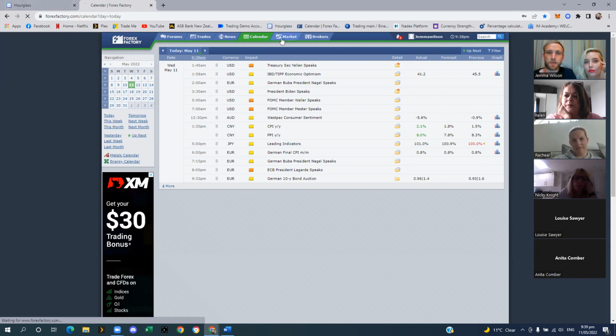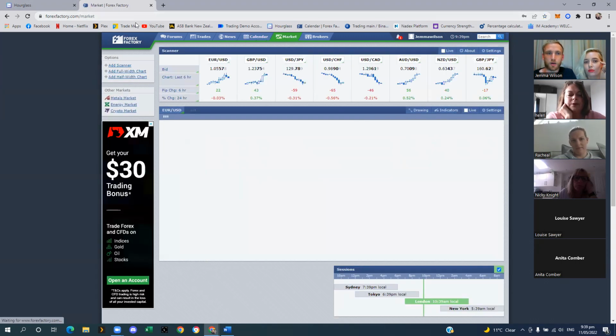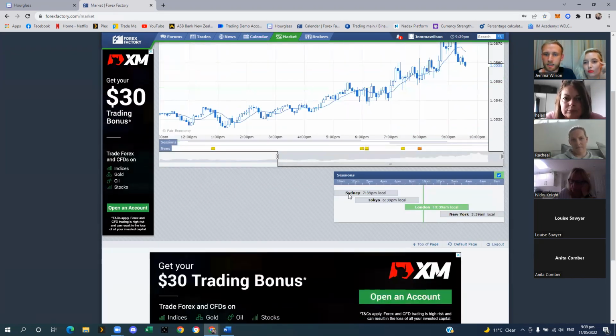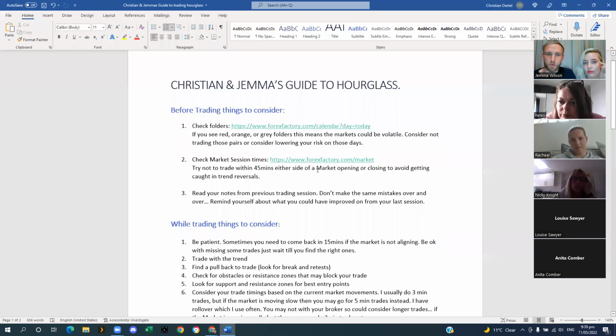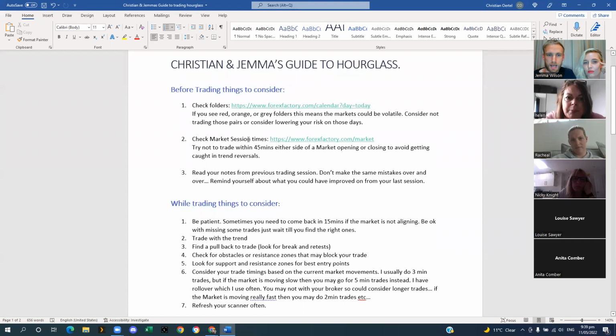The next thing that's really important is go over to that market tab there, come down here, and you can see the different market times, so when the markets open and close. One of the important things here is I said, check market session times, and try not to trade within 45 minutes, maybe an hour, but say 45 minutes either side of a market opening or closing, to avoid getting caught out when trends reverse.